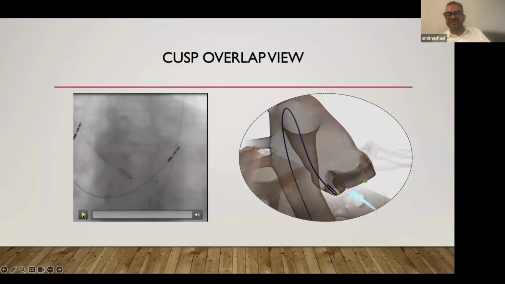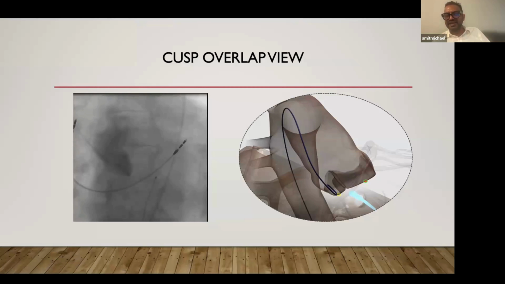So on the CT, when we've decided what angles are there for the cusp overlap view, when we're doing the case, we take a picture in that particular angle to see whether that's true. So if you can see there, when you took the picture, that's a non-coronary cusp. You can see one cusp there, you can't see the other. That means they are perfectly overlapped. So that's a cusp overlap view, and they're aligned well. So that angle calculated by the CT was quite good.